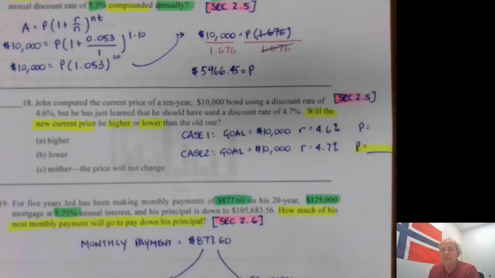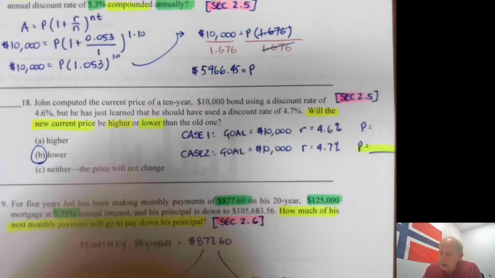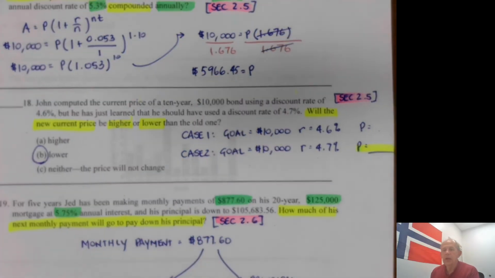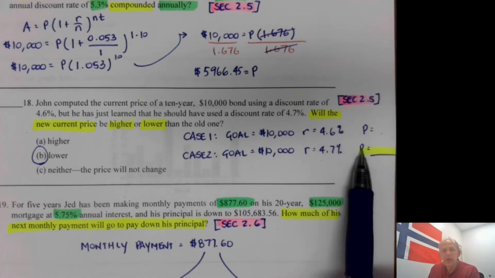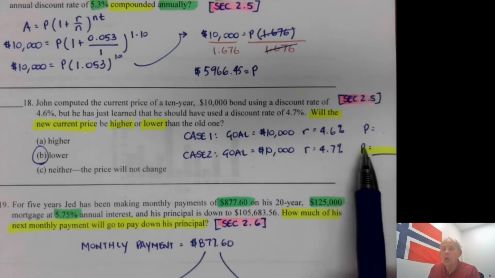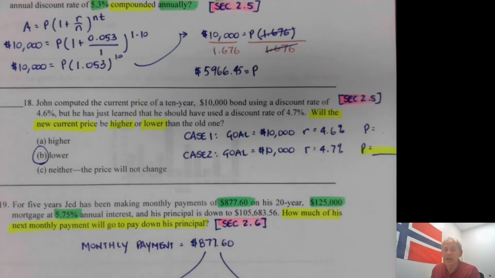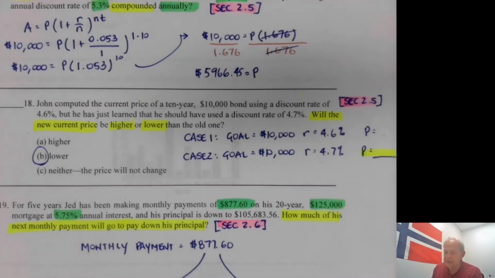His P, his present value that he needs to buy the bond for today, is that higher or lower? It's going to be lower, and here's why. His higher interest rate makes up for a little less money if he buys the bond today at 4.7%. Getting to his goal is going to cost him less because that higher interest rate is going to make that little bit of less money grow more than at 4.6%.